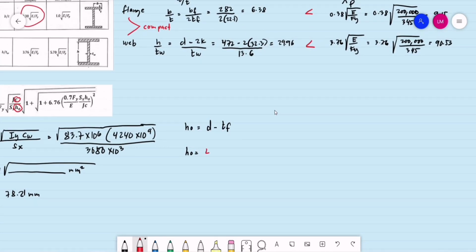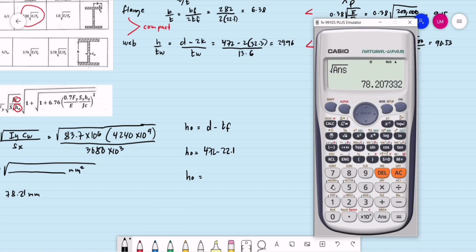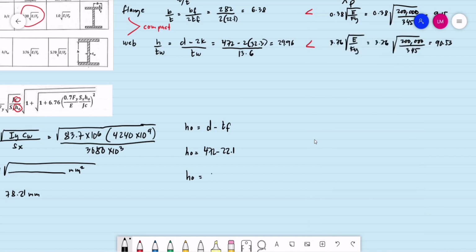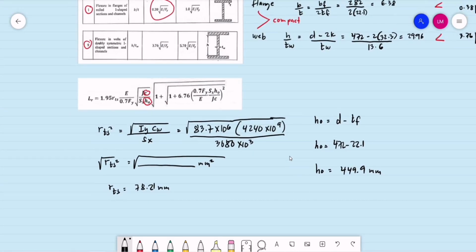So we have 472 minus 22.1. We'll be having the value of the H sub O equal to 449.9 millimeters. So I think we are now ready to substitute all values to our equation.